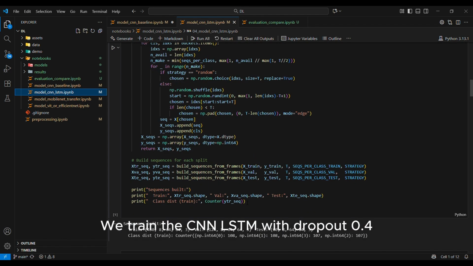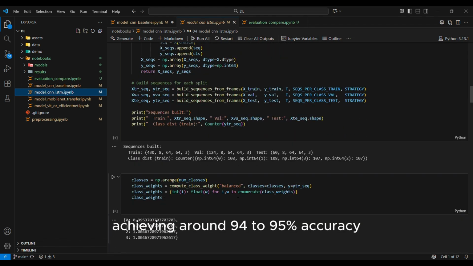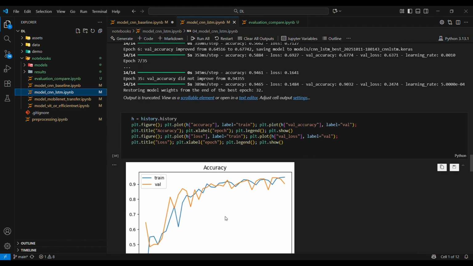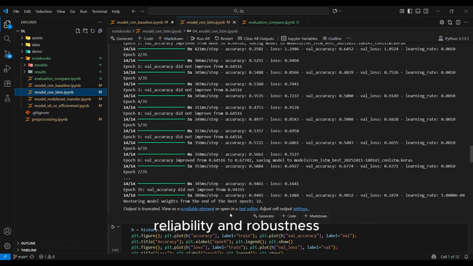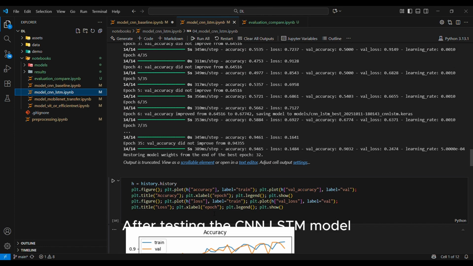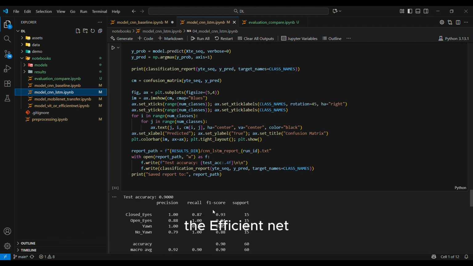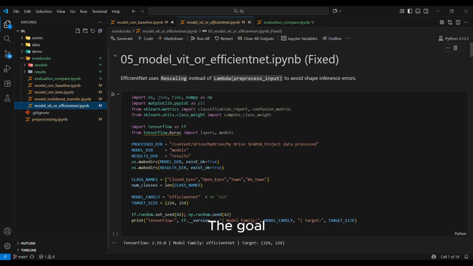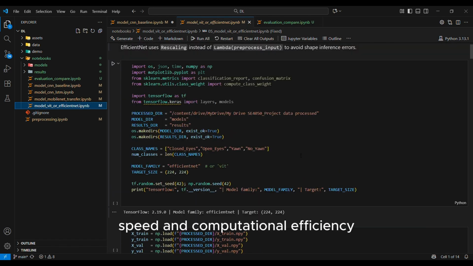We trained the CNN LSTM with dropout 0.4 and categorical cross-entropy loss, achieving around 94 to 95% accuracy. It notably reduced confusion between open eyes and closed eyes, demonstrating that temporal modeling improves the system's real-time reliability and robustness. After testing the CNN LSTM model, we advanced to our final and most powerful architectures, the EfficientNet B0 and Vision Transformer ViT models. The goal was to explore modern networks that combine accuracy, speed, and computational efficiency.